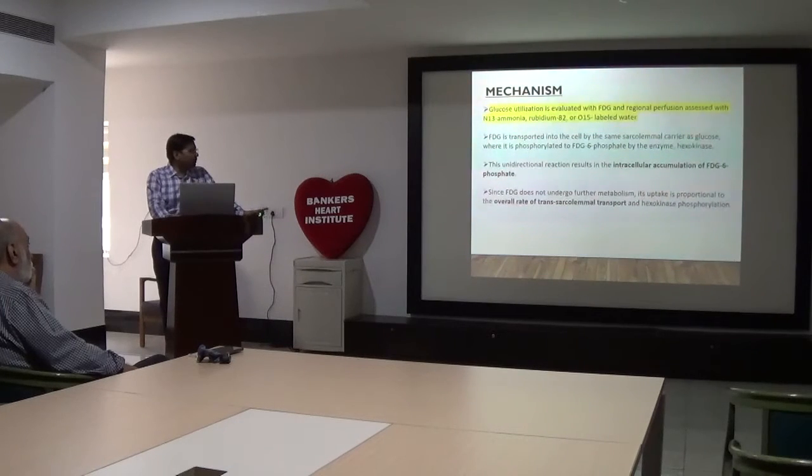Now the mechanism of FDG: FDG is transported into the cell by the same sarcolemmal carrier as glucose, and it is phosphorylated to FDG-6-phosphate by an enzyme. So intracellular accumulation of FDG suggests there is a viable cell or viable myocardium.